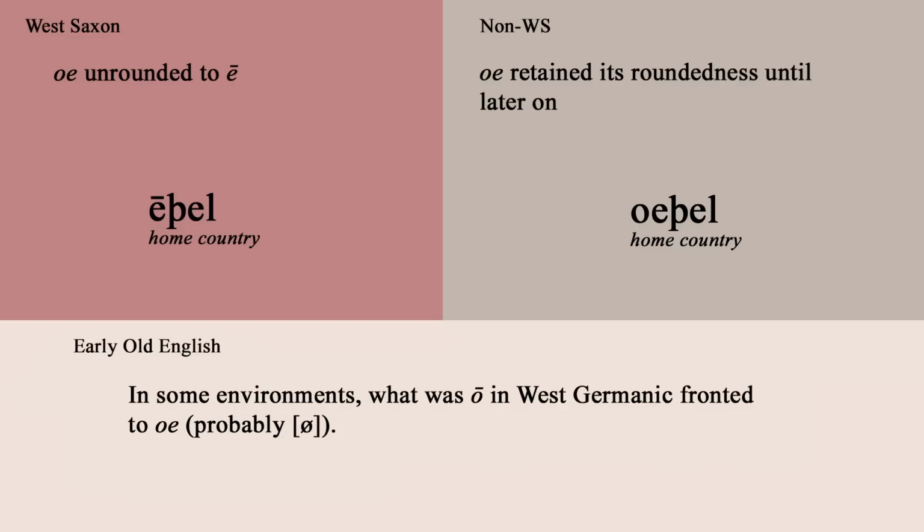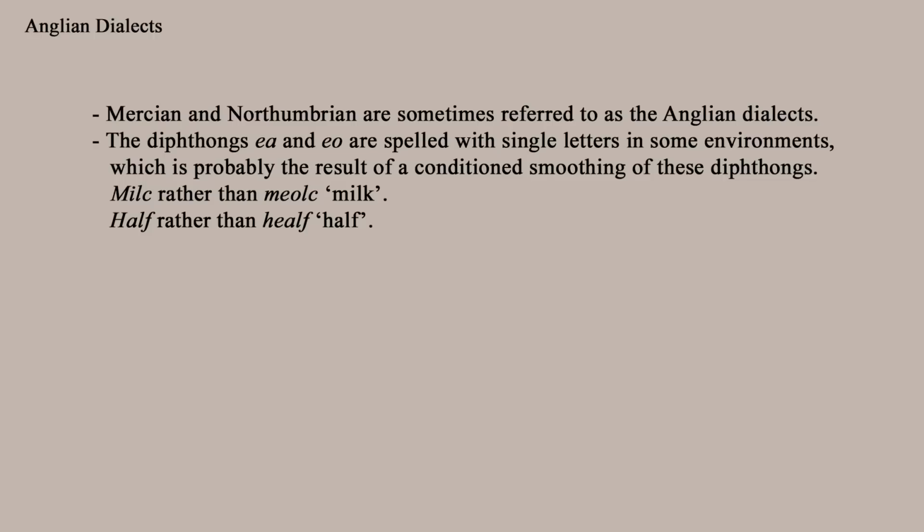So what I mean by unrounded is when you say ö your lips are rounded when you say it, whereas when you say e, your tongue is in the same place but your lips are no longer rounded. So in a lot of Wessex it unrounded to e. So for example, what in Wessex would be edel would in other dialects be ödel. Edel, ödel, edel, ödel. Now, like I said, Mercia and Northumbria have a certain amount in common with each other dialect-wise, so they're referred to as the Anglian dialects.